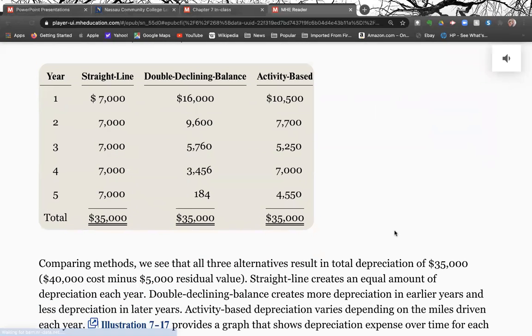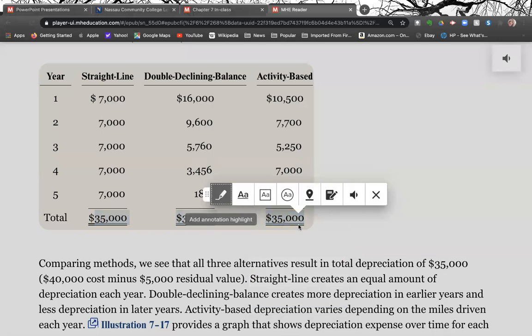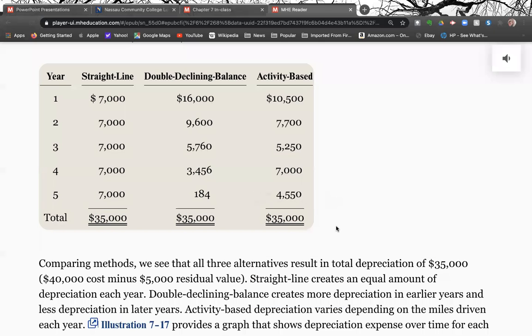And here they compare the 3 methods. So no matter which method you use, where do you wind up? You wind up at 35,000. It's just a matter of how you want to get there.